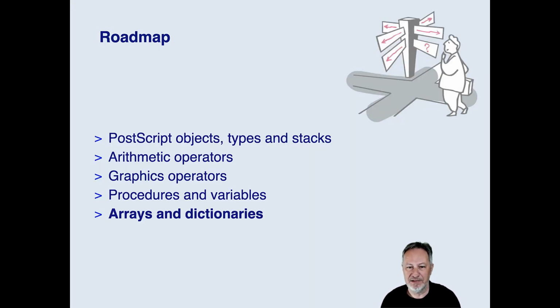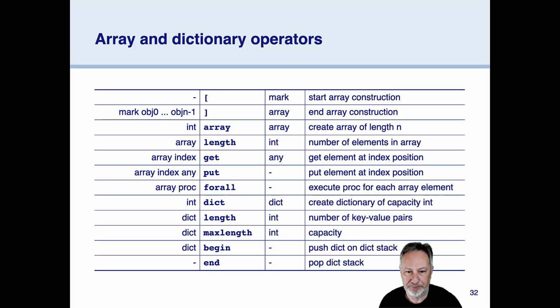Now, the last part of this lecture, we will see how we can use the dictionary stack to create higher level abstractions. We've already seen briefly the start and end array construction. With a left square bracket, we can list a number of objects that form the content of the array, and the right square bracket will end the array and leave a reference to the array on the stack.